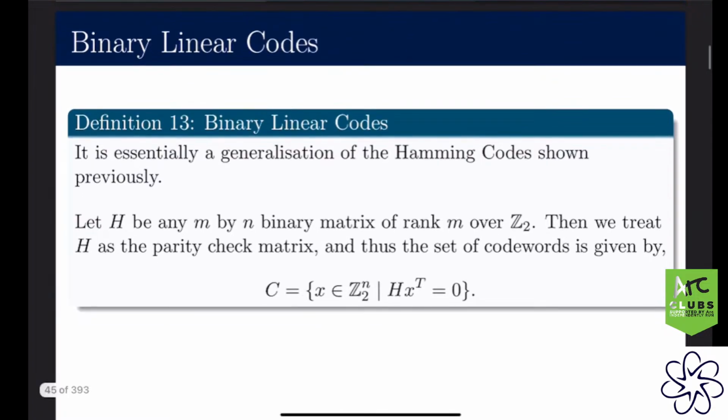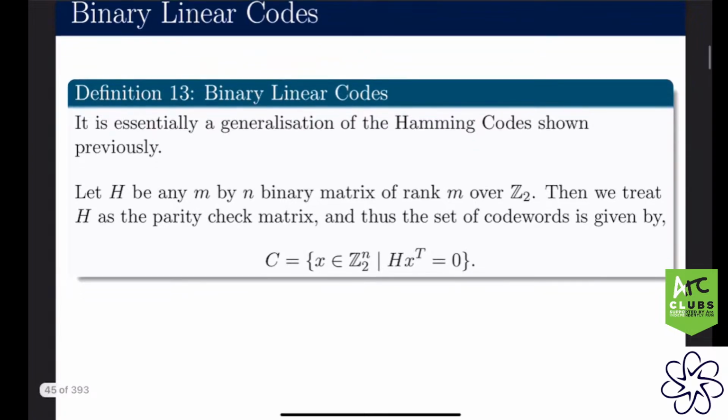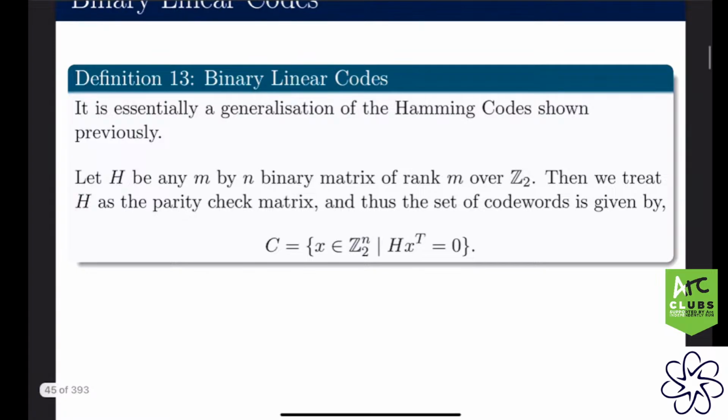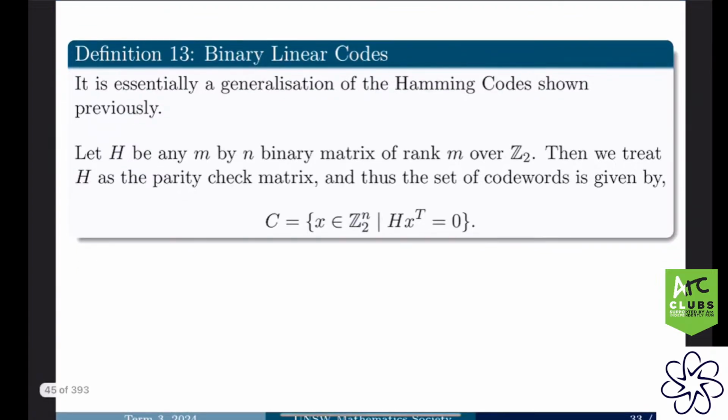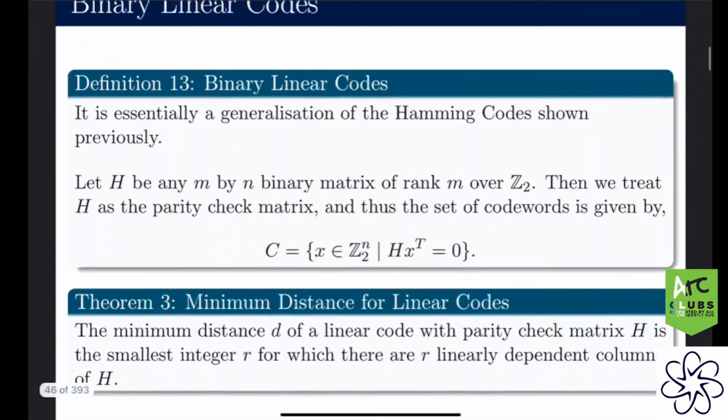So this is essentially a generalization of the Hamming codes that we had before. It's now going to be m by n, any binary matrix of rank m. It's important, over the binary field. Then we treat H as a parity check matrix before, and we have the same syndrome. Great.